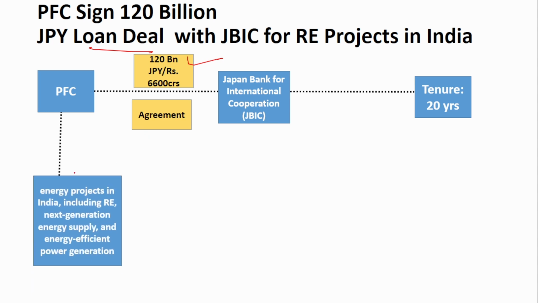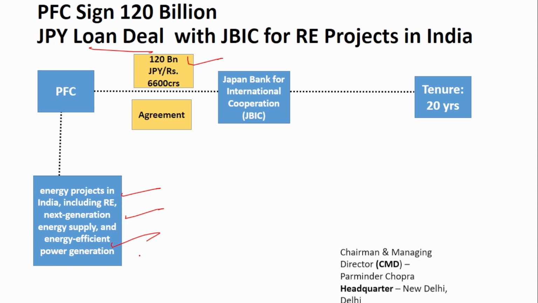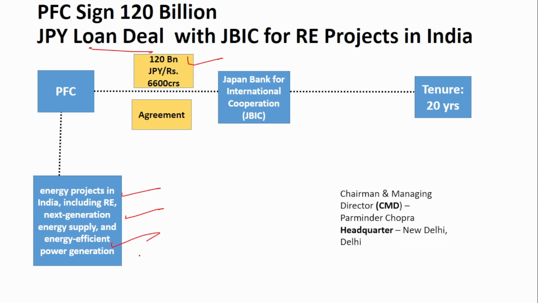So it will be used in energy projects, that is renewable energy, next generation energy supply and energy efficient power generation. This is where the money will be deployed. Remember, it is Power Finance Corporation and Japan Bank for International Cooperation, and the amount involved here is 120 billion Japanese yen. Power Finance Corporation MD and CEO is Parmendra Chopra and it is headquartered in New Delhi.